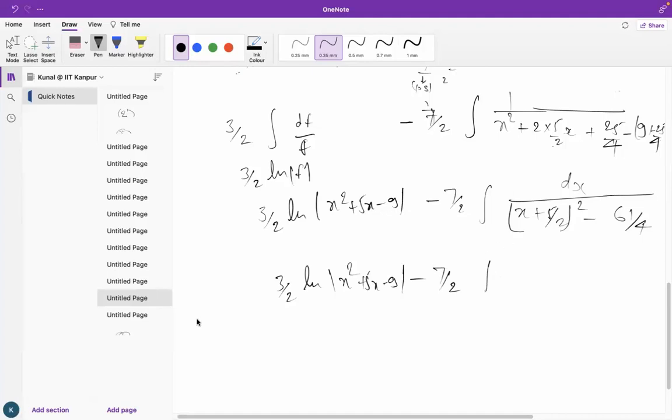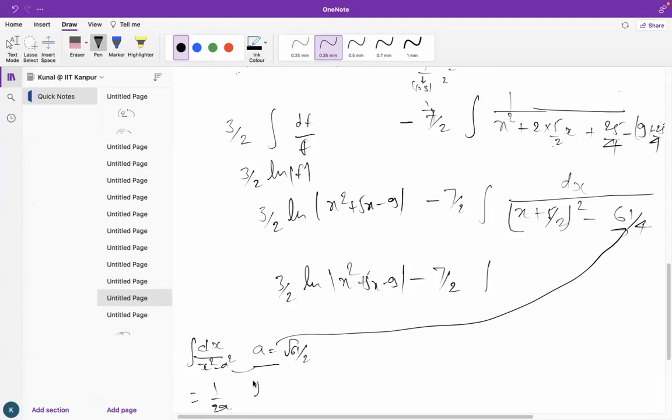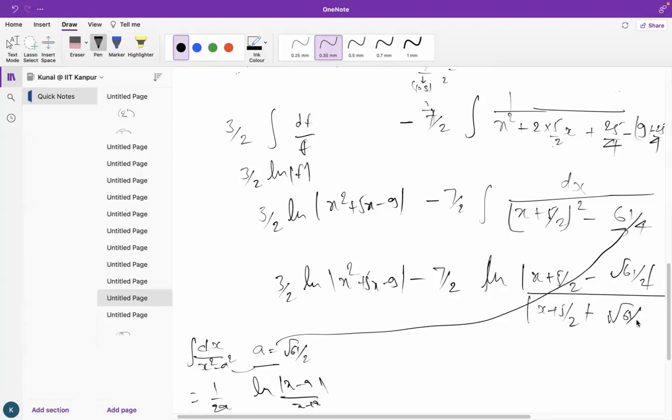This expression is of the form integration of 1 over x square minus a square, right? Where a is equal to root 61 by 2. And we know the integration of this will be 1 by 2a ln of x minus a by x plus a. I hope you all understand. So try to reduce it to that form. So ln mod of (x plus 5 by 2 minus root 61 by 2) over (x plus 5 by 2 plus root 61 by 2), mod, and put some constant here.